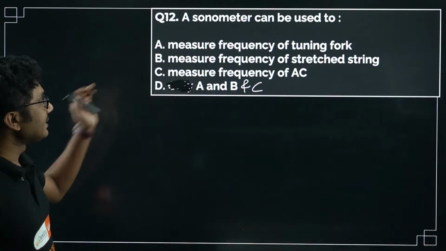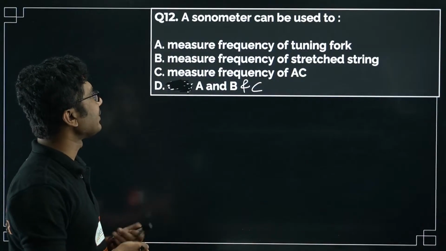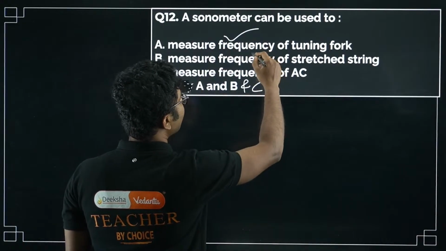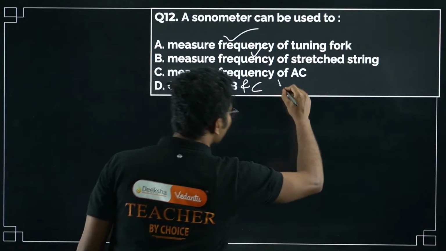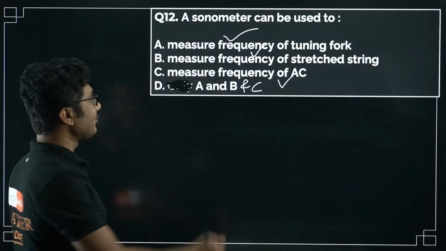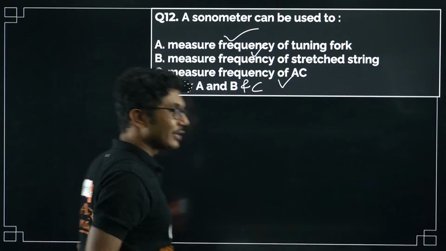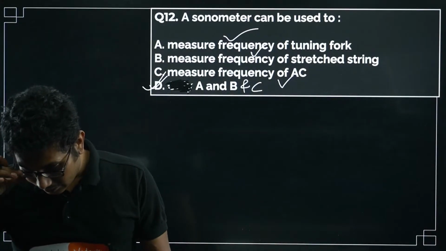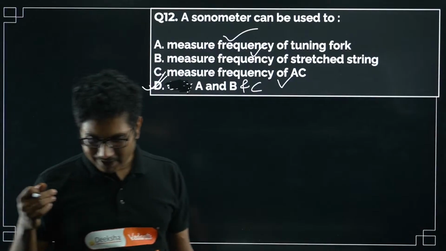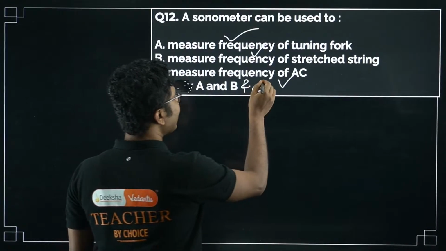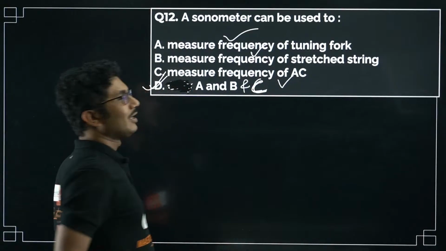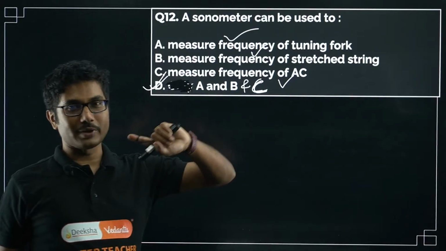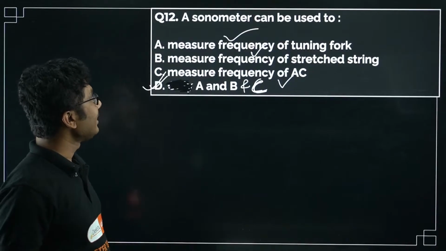So this is a very easy question, KCET level. A sonometer can measure the frequency of a tuning fork, the frequency of a stretched string, and it can also measure the frequency of AC. Now if you have done this experiment of measuring the frequency of AC using a sonometer, do mention it in the comment below. Sir, I have. Yes, Narayana, the correct answer is D. Everything can be measured using a sonometer. Option A, option B and option C, everything is possible. All of the above should be the correct answer, right?